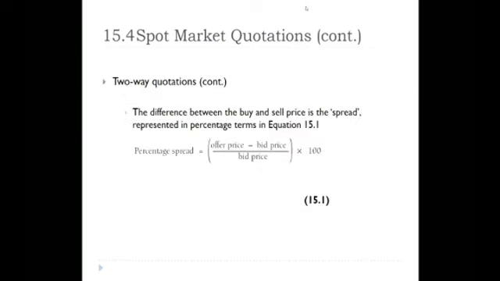With two-way quotations, this is how we calculate our spread. The spread is essentially the gain to the dealer for all intents and purposes. You have your offer price and you have your bid price, divided by your bid price, multiplied by 100, just so we have a nice neat number at the end.